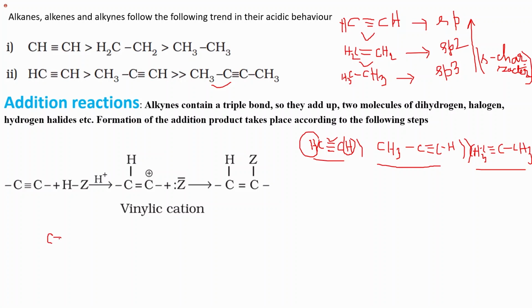Let's say we start from the normal example, C triple bond C, and you have an alkyl halide, let's say HX. Now HX means H delta plus and X delta minus. Now you have a proton H plus. The proton will go and add to any of the carbon. So now you have a carbon double bond carbon, positive.